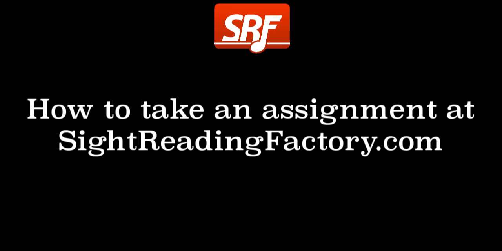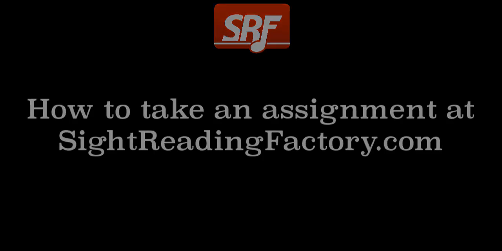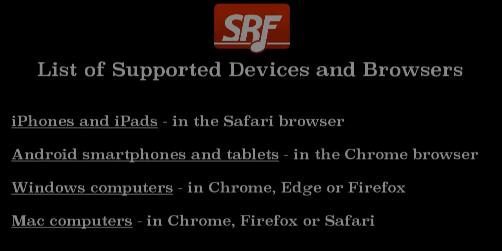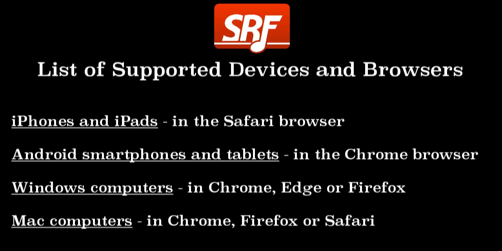This video is a short demonstration of how to take an assignment in a web browser at SightReadingFactory.com. I'll be showing you a split screen view of what it looks like to take an assignment on a smartphone as well as a laptop, desktop, or Chromebook. Here's a general list of devices and their supported browsers that you can use to take Sight Reading Factory assignments.